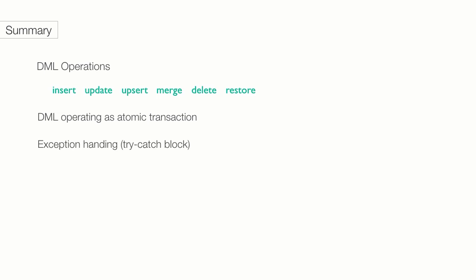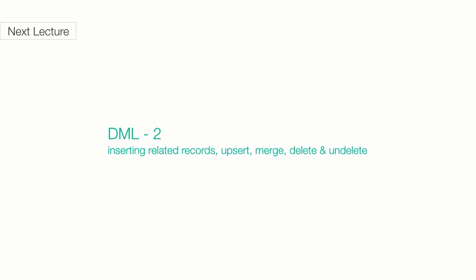We learned about exception handling using try-catch blocks. They are quite helpful in logging the error messages to the debug log. We learned to insert and update records, and we also used a for loop and SOQL to achieve that. In the next lecture, we'll talk about inserting related records, upserting, merging, and also deleting records.